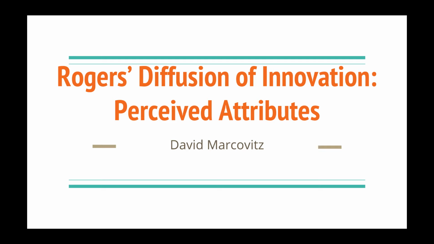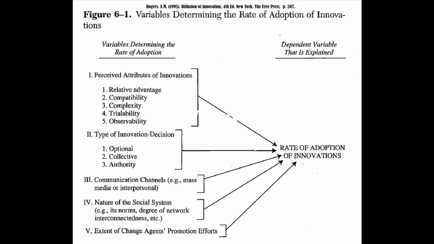Let's talk about Rogers' diffusion of innovation theory with a particular focus on the perceived attributes model. In the pieces of Rogers' model that we're looking at, we're thinking about how an innovation gets adopted, and particularly the rate at which it gets adopted. And he has 5 pieces to that, and we're just going to focus on the first one, but I wanted to show you that there's more to it than that, and we're really indirectly getting at the other ones with some of the other models we're looking at.